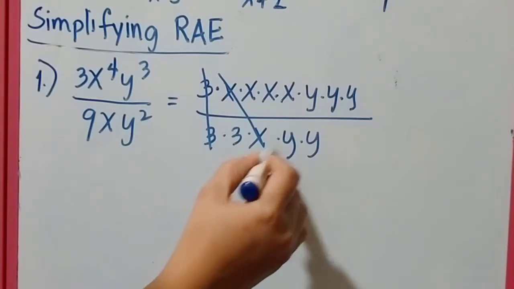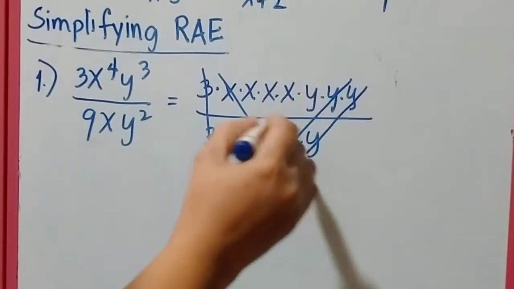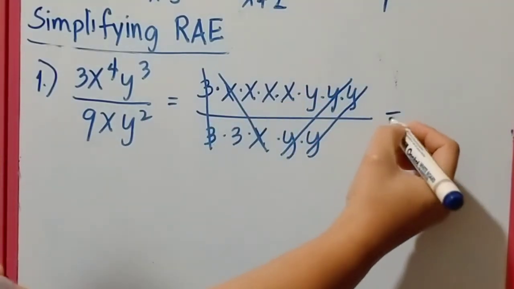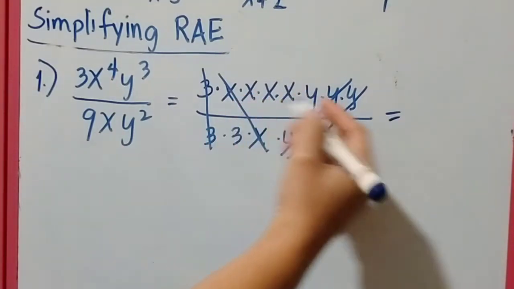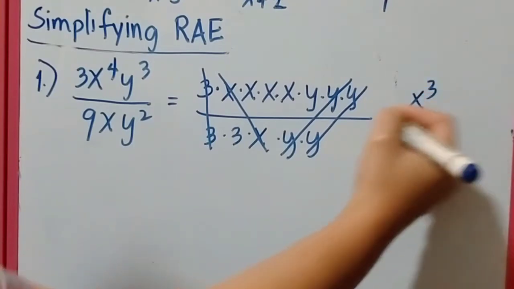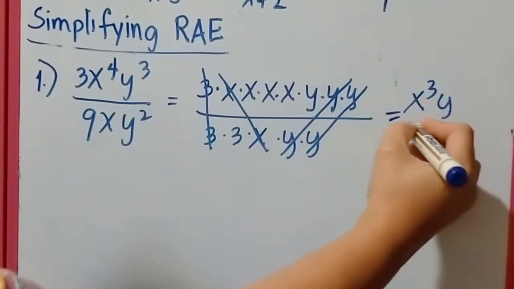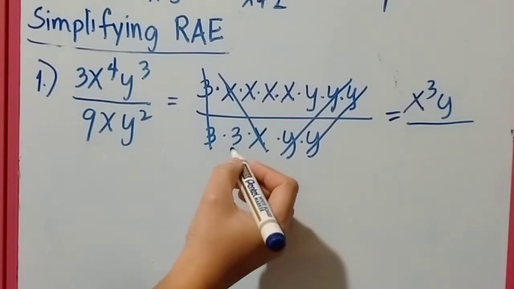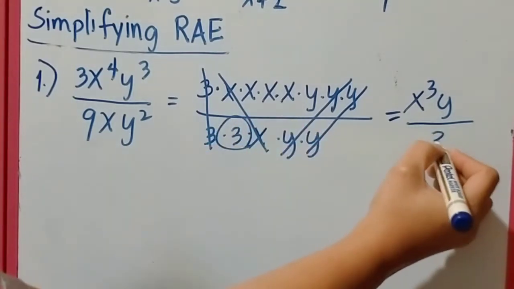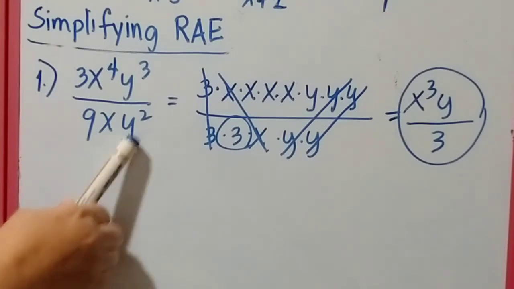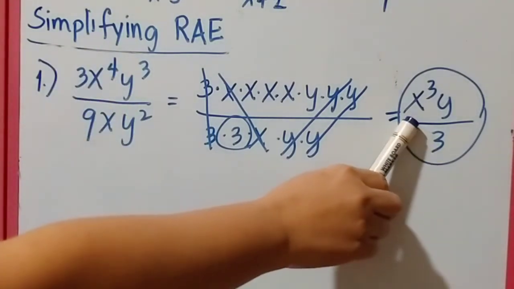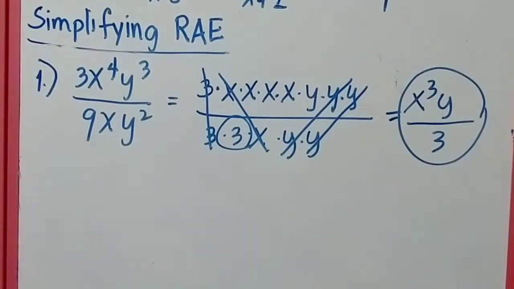x, y, and y. So obviously, we have in our numerator x times x, which is x cubed, and of course, y over 3. So, when we simplify 3x to the 4th y cubed over 9x y squared, the result will be x cubed y over 3.